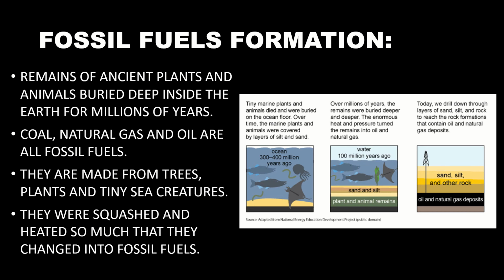But how were they formed? Initially, maybe because of great movement on the earth's surface, many plants and animals got buried deep inside the earth. Some were under the land, and some deep inside the oceans. Over time, the marine plants and animals, as well as the land plants and animals, got covered by layers of silt and sand. Over millions of years, the remains were buried deeper and deeper. Enormous heat and pressure turned the remains into coal, oil and natural gas.